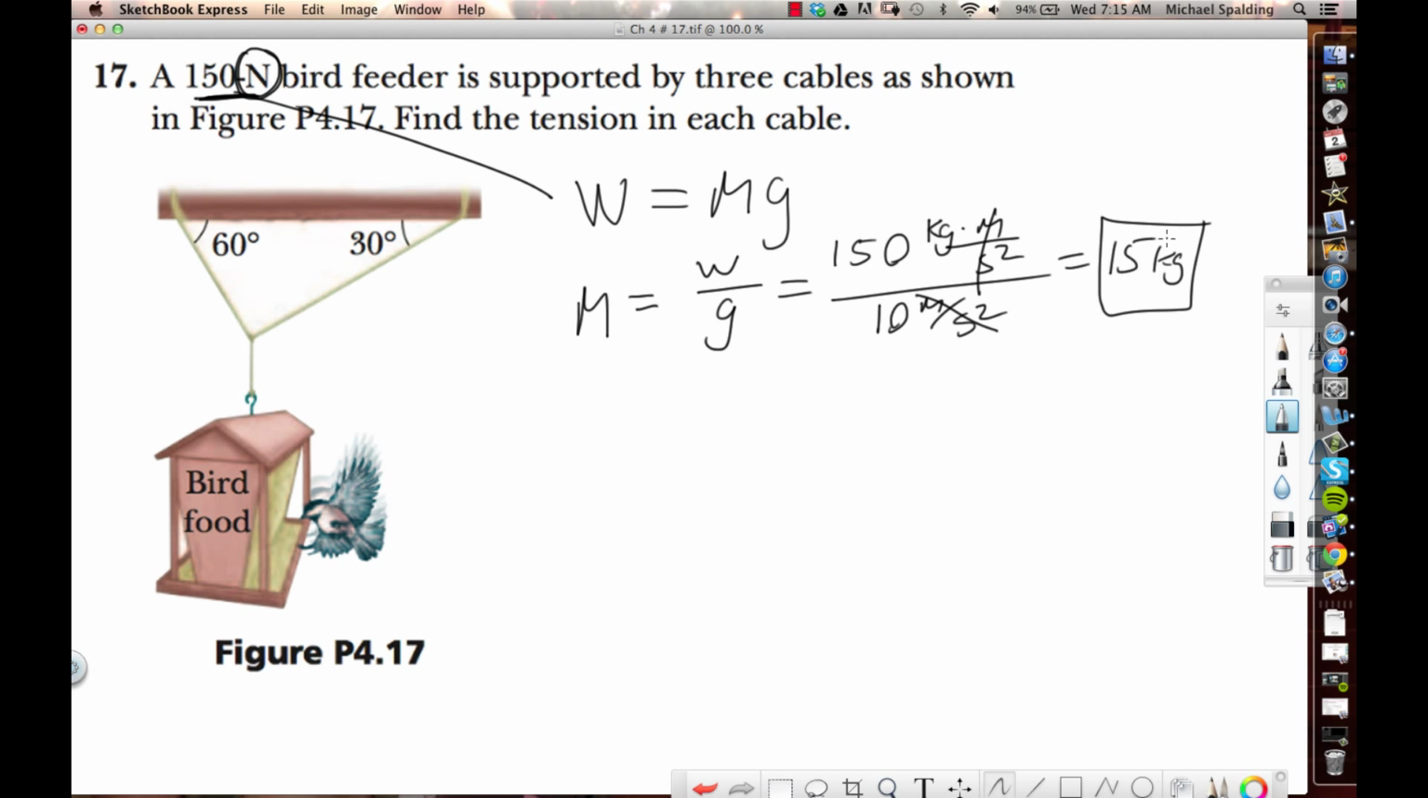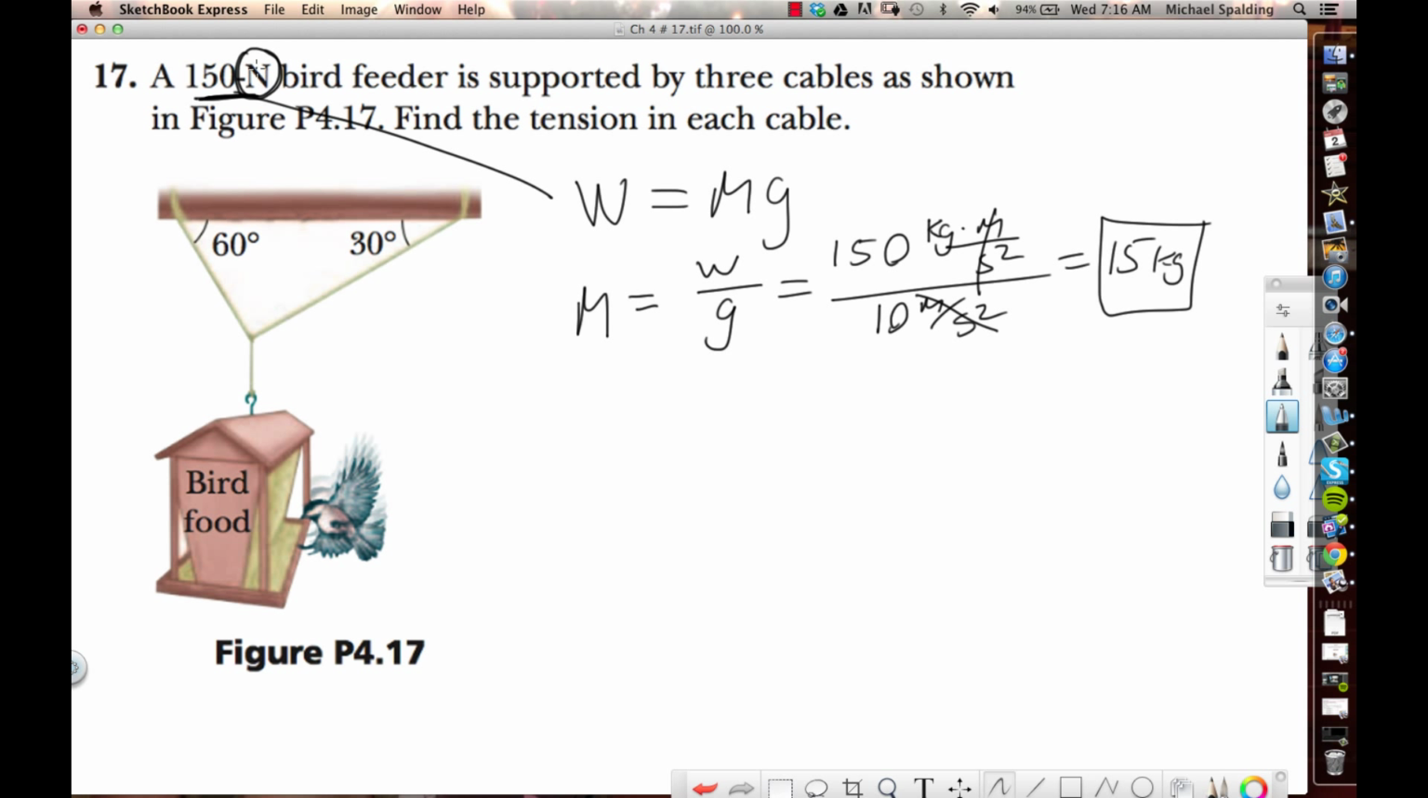You know, this thing right here is 1 kilogram. So feel that. Imagine that times 15. Is that a big bird feeder? That's a big bird feeder, okay? But whatever. I just wanted to mention that.